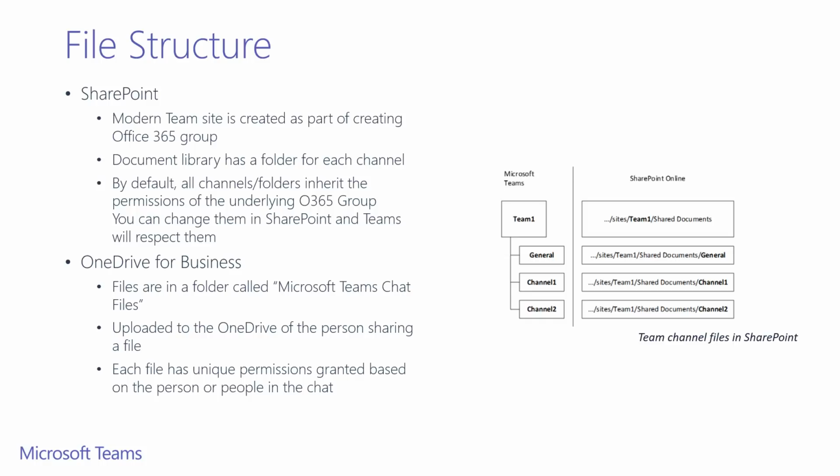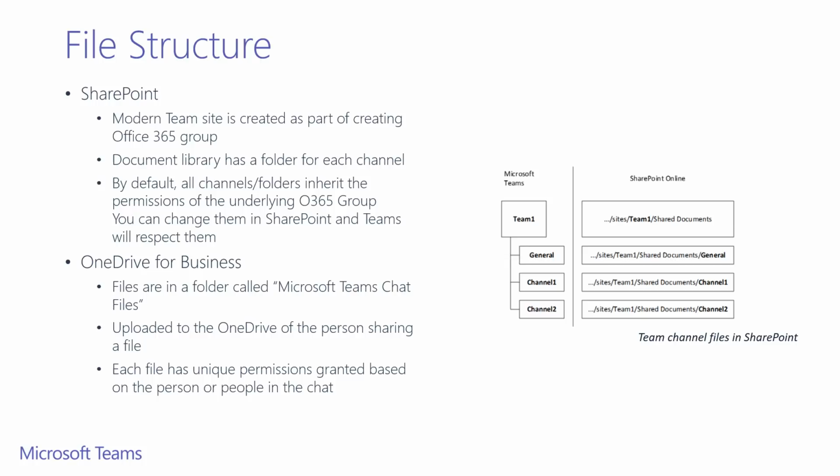As we utilize SharePoint and OneDrive for Business for file storage, there is a specific file structure that we need to be aware of. From a SharePoint perspective, when we create the team, which creates the corresponding Office 365 group, which in turn creates the corresponding modern team site, we will create a document library, which in turn will have a folder for each channel.